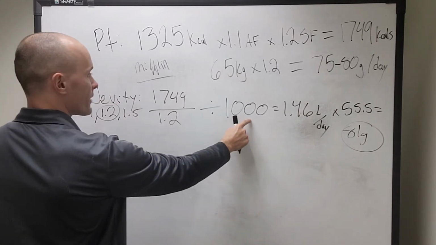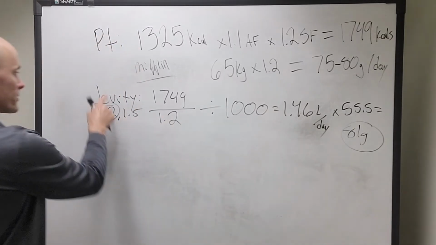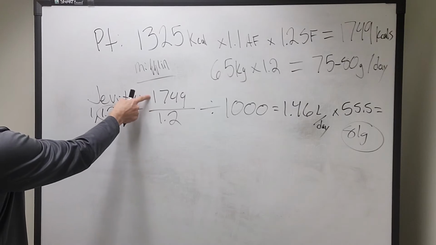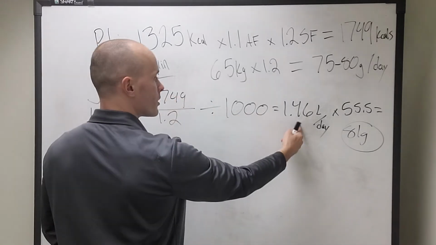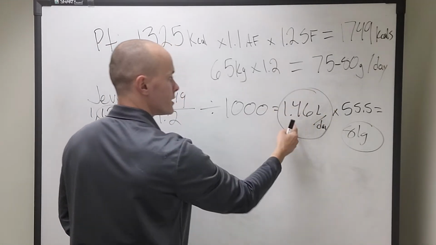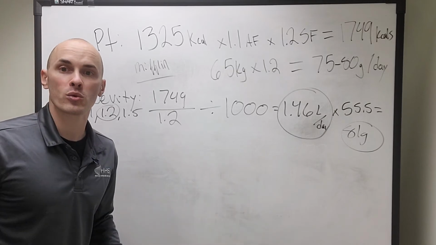Divide that by 1,000, this is going to give you the liters per day of this formula at this concentration to provide this amount of calories. So we know that this patient needs this much. If they get this much, how much protein will they also receive?